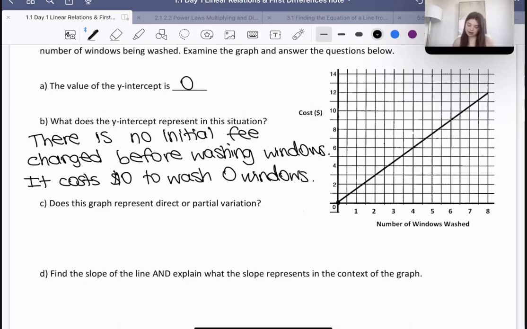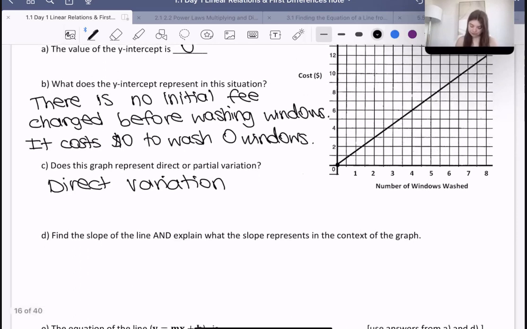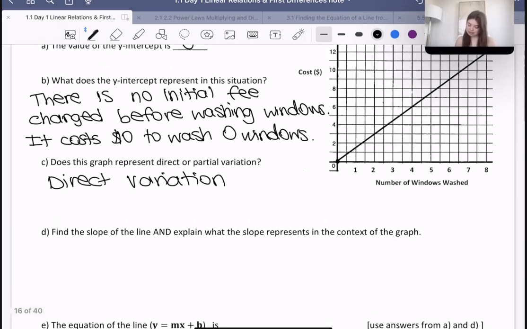Does this graph represent direct or partial variation? This would be direct variation because the y-intercept is at 0, right? So there's no initial fee to get your windows cleaned. It's just an amount per window, a rate per window. Find the slope and explain what the slope represents in the context.